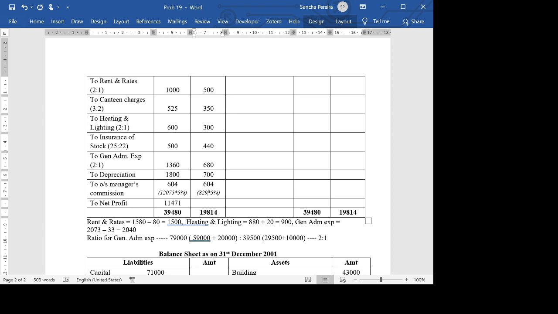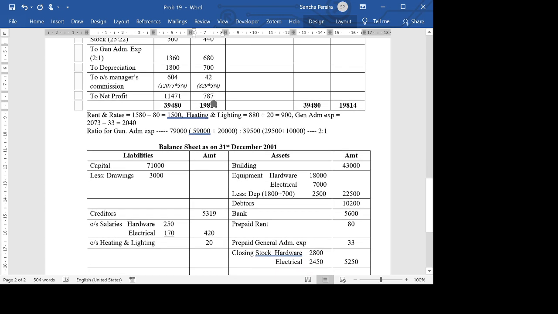which is 41.45. So 41.45 will become 42. So here the outstanding commission to managers is 42 rupees. It's on 829, 5%, you get 41.45, which is 42. Now that 42 you minus from 829, you get 787. So this is the final net profit of each of the departments.